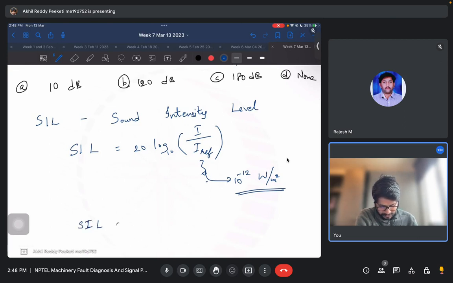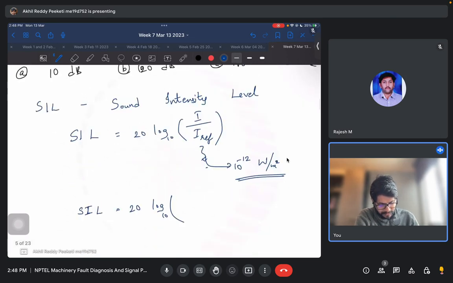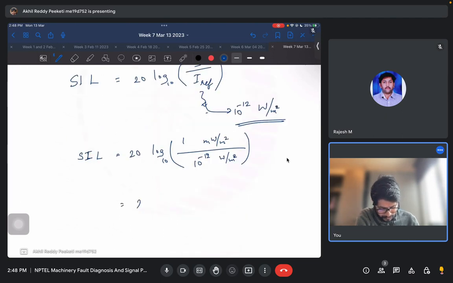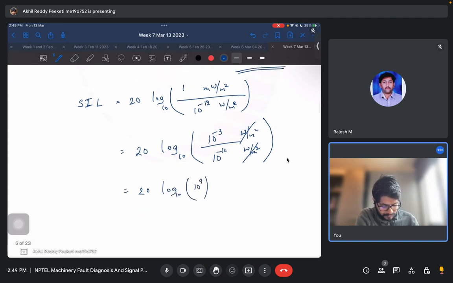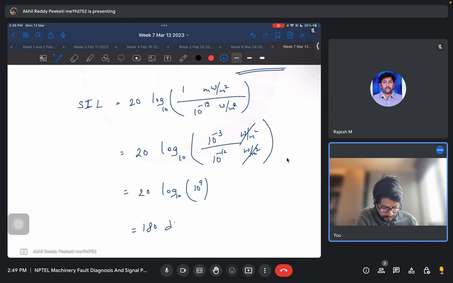Similar to the last cases, 20 log 10 of I, here 1 milliwatt per meter square, by 10 power minus 12 watt per meter square. So it comes out as 10 power minus 3 watt per meter square over the reference. So 20 into log 10 of 10 power 9, so 180 decibels.